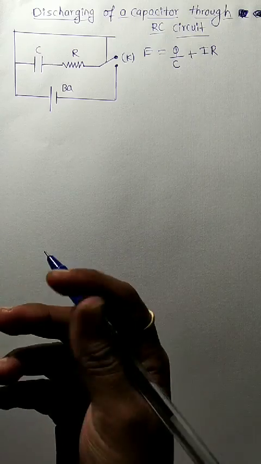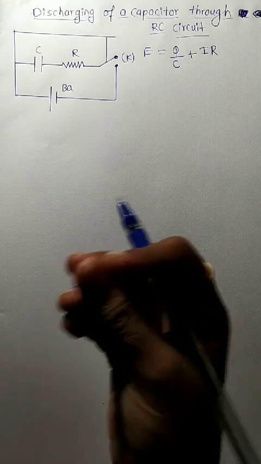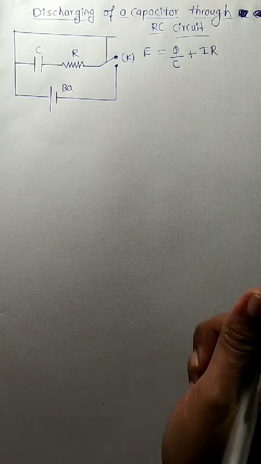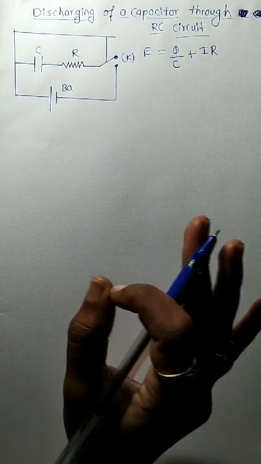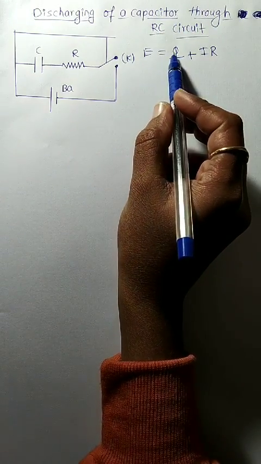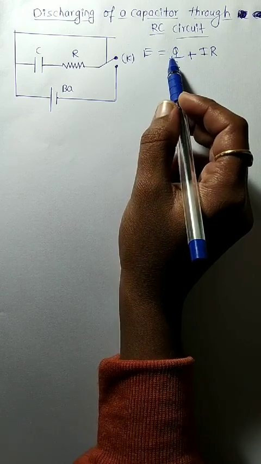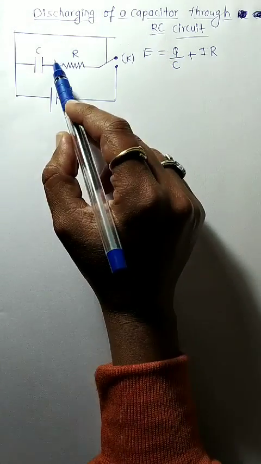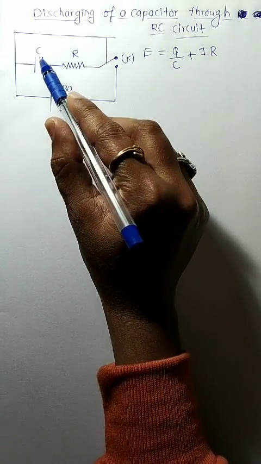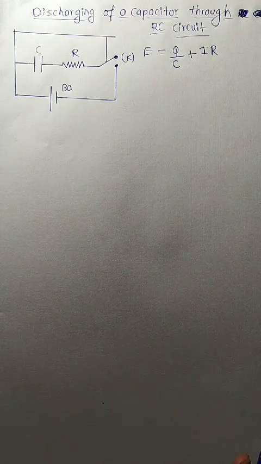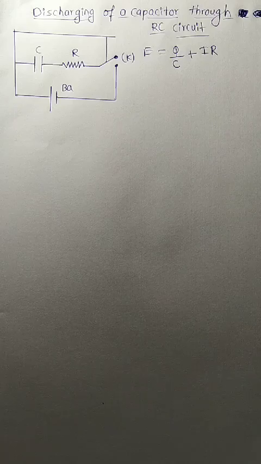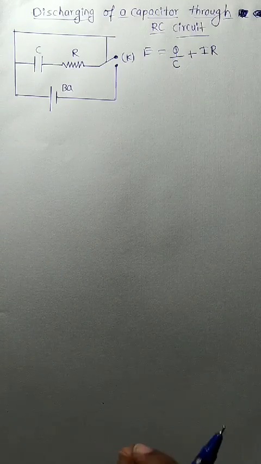When time is 0 seconds, there is no charge, so Q is equal to 0. In the first case, when you are closing the key, when time is t, the number of charges in the capacitor is q. When time is maximum, the number of charges in the capacitor is q naught. So q naught is the number of charges in the capacitor. So q naught is nothing but what?